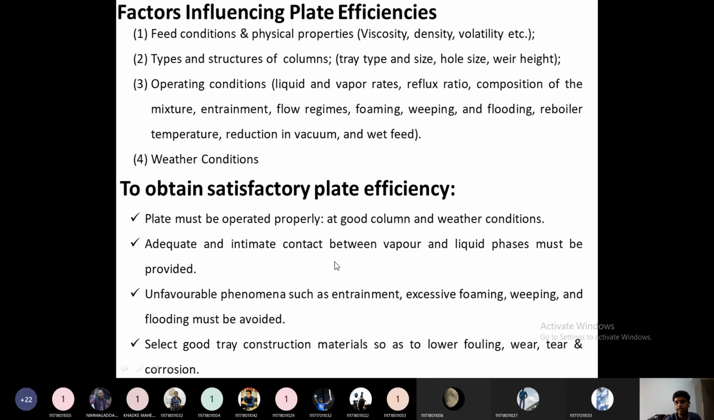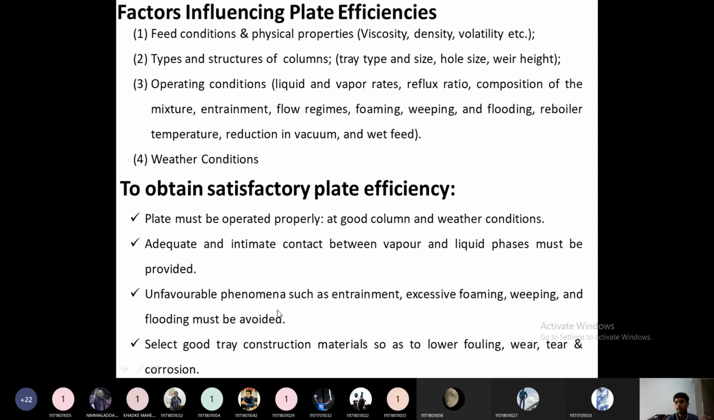Then adequate and intimate contact between vapor and liquid phases must be provided, so as to increase the mass transfer. Our role in the distillation column is to increase the mass transfer so that the more volatile component present in the liquid phase will be transferred to the vapor phase. That's our usual criterion in the distillation column. To do so, we have to have a large contact area and large contact time, so that the exchange between vapor and liquid will be very high.